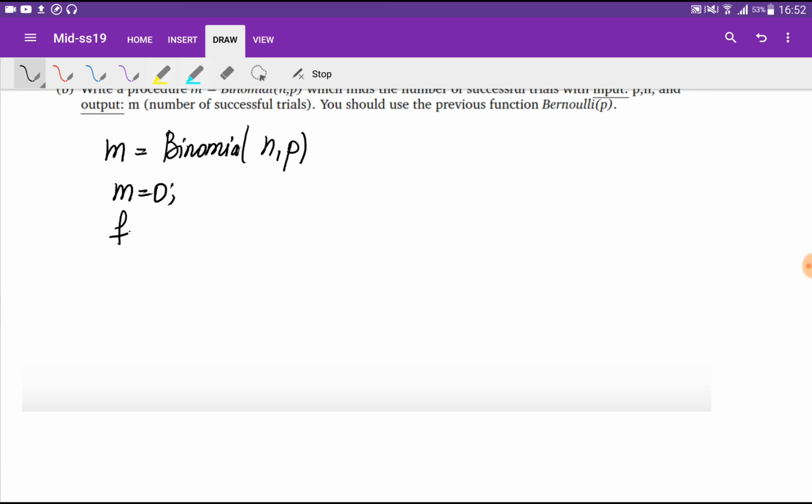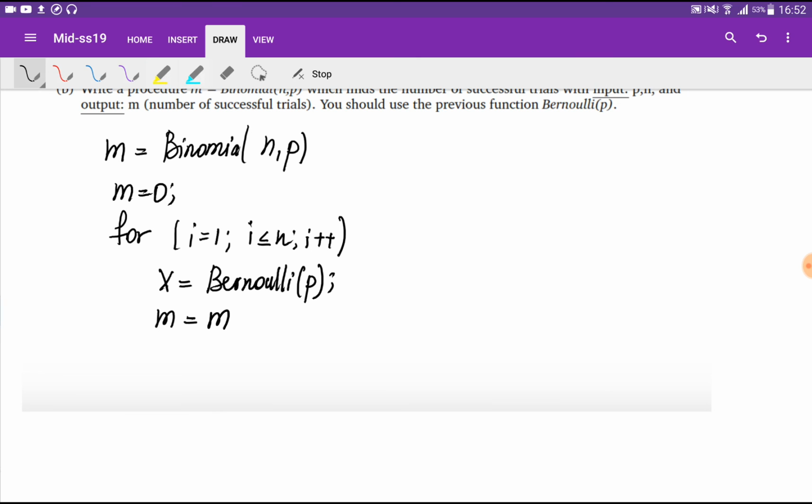We need to write the loop for i from 1 to n. In every iteration of the loop, we need to call the function Bernoulli. We just need to count the number of successful trials, so we increment m when x is equal to 1. If x is equal to 0, we don't add anything to m. That's it. This m returns the number of successful trials when we do our experiment n times.